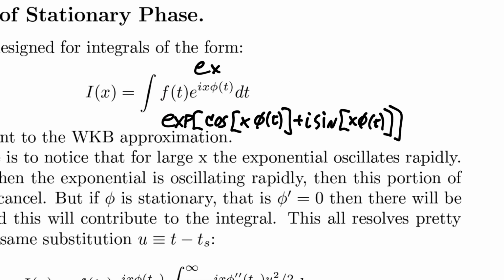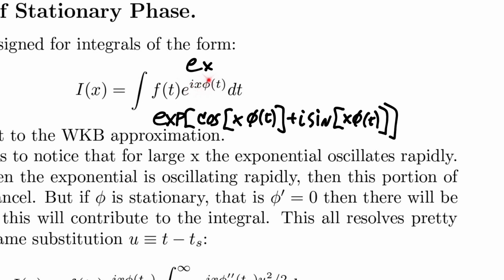Oops, wait a minute. Look, I did this wrong, right? e to the i x phi of t. This exponential goes away if you use Euler's rule. So what are you left with? You're left with the integral of f of t times the cosine of x phi of t plus i times the sine of x phi of t, dt. And the reason I wanted to do that is you want to see that f of t is being multiplied by this function. You can break the integral up into two parts, for example.